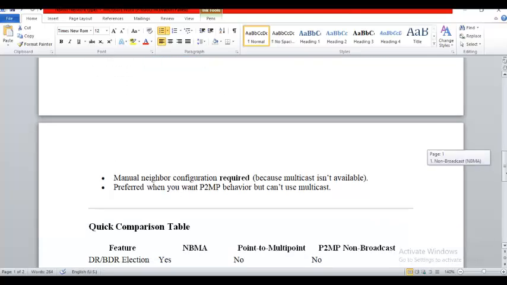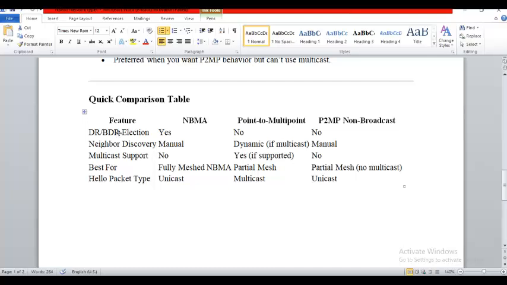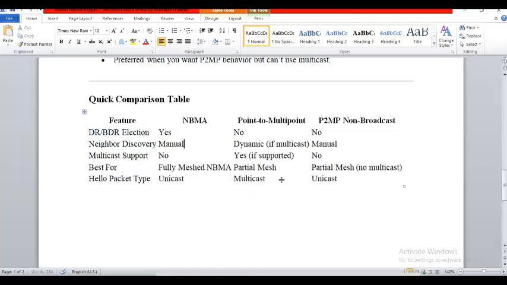All right, same thing. DR BDR election in non-broadcast. Neighbor discovery, no, manual. Multicast support, no. Best for full mesh. Hello packets are sent using unicast.